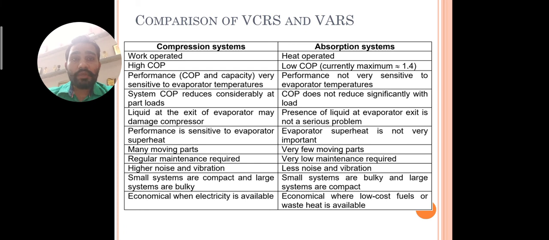Compression systems are economical when electricity is available, and absorption systems are economical when we are using a low cost fuel, waste heat, or solar thermal heat. So this was all about our vapor absorption refrigeration system and its comparison with VCRS.